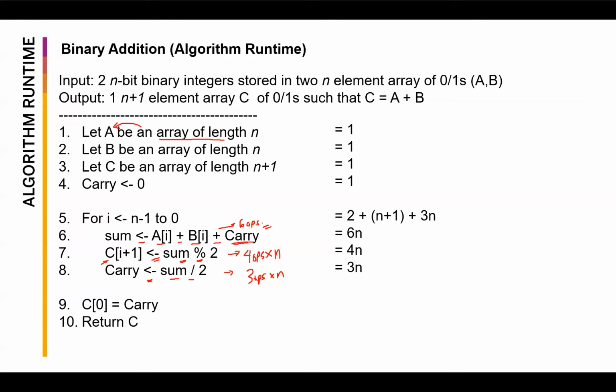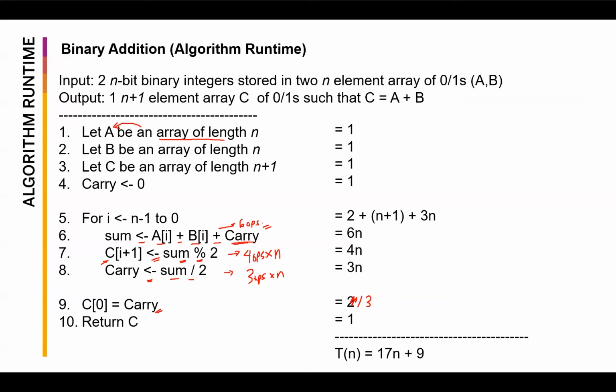Now for the last one, we have index, we have assignment. So that's also 2. You can also say it's 3, because we are calling the variable carry. You can also proceed with 3, but in this case, let's just call it 2. And the return is 1. Returning of variables will be 1 operation. So we just simply add all of these and we arrive at 17n plus 9.